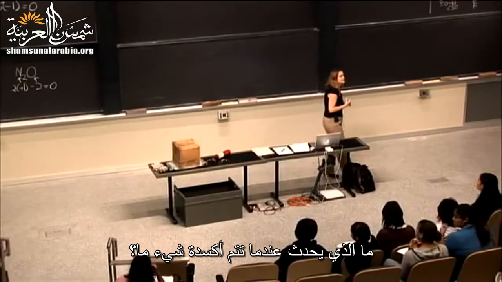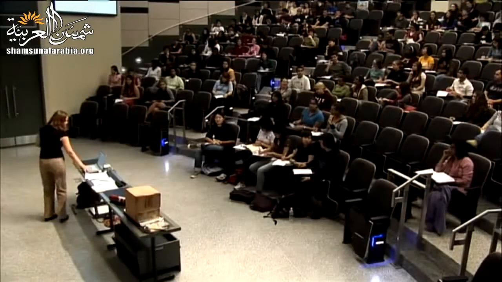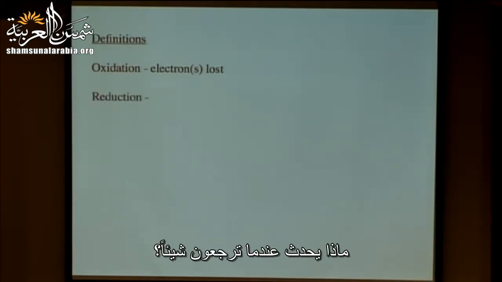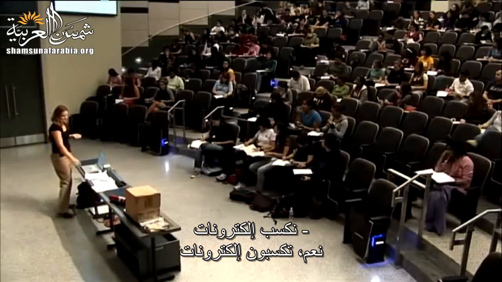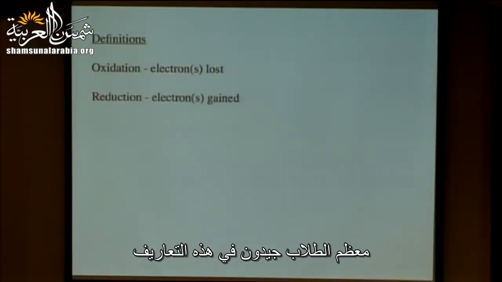What happens when something is oxidized? Yep. So when you oxidize something, electrons are lost. What happens when you reduce something? Gain electrons. Yep, gain electrons. Most people are good with those definitions.